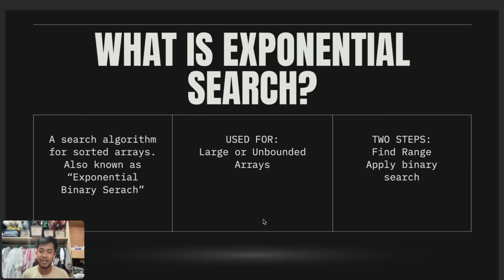So, what exactly is exponential search? Well, it's a method used to find the position of an element in a sorted array. First, it quickly finds the range where the element might exist by doubling the index, and then it applies binary search within that range. And it also makes it much faster in scenarios where we don't know the array size.